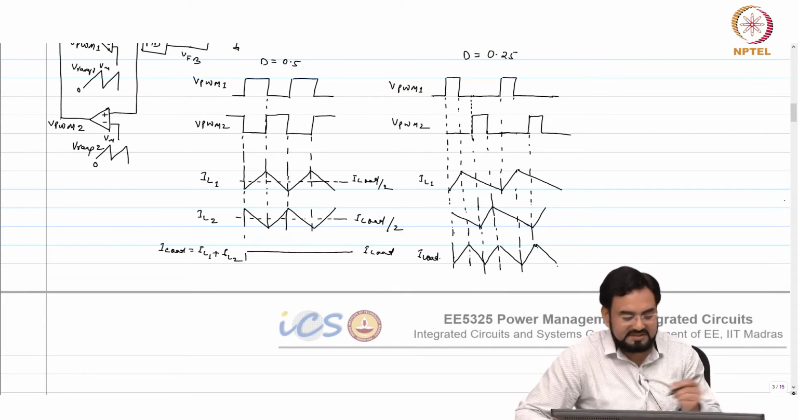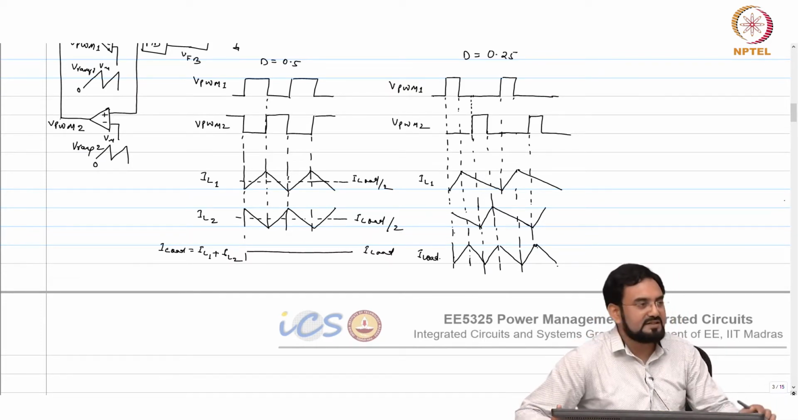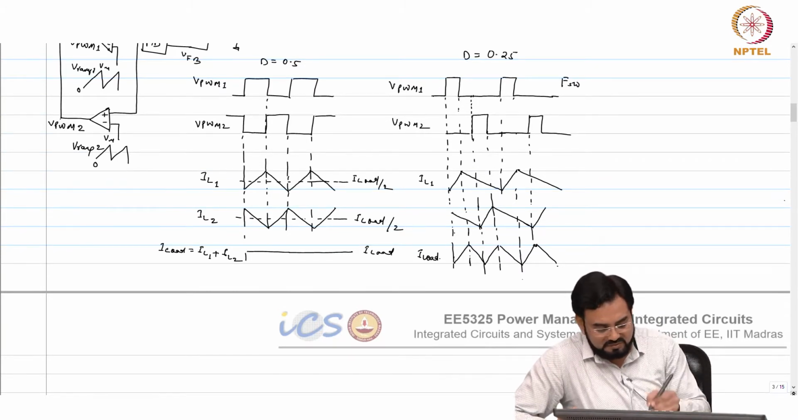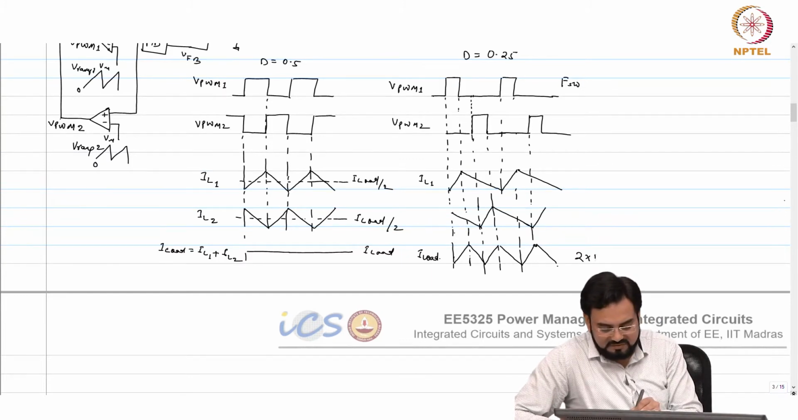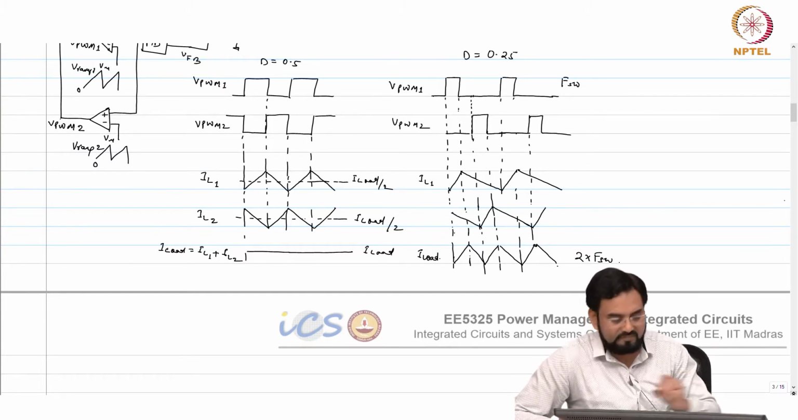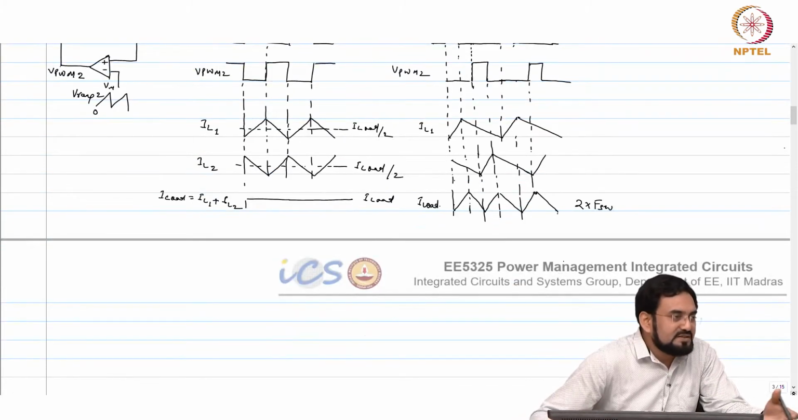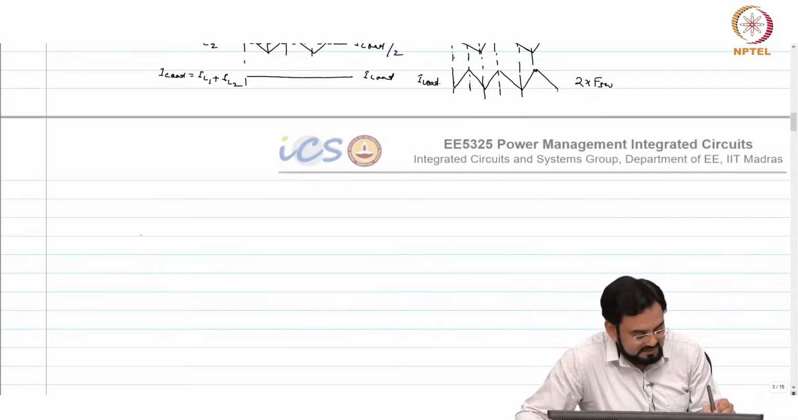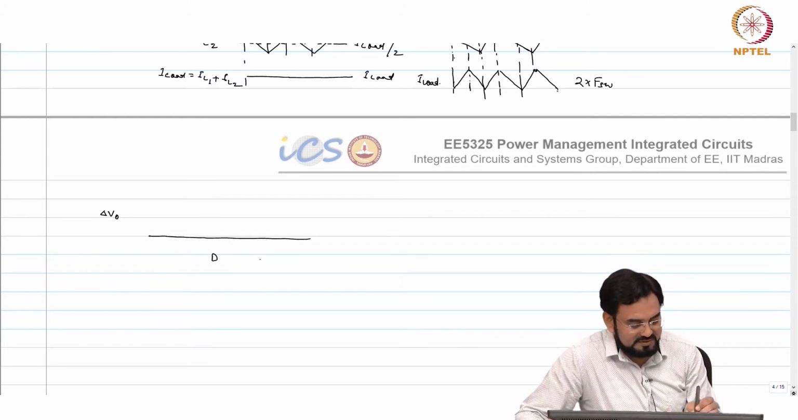So it will look like a 50% duty cycle, but what is the frequency here? What is the frequency? Twice, 2 times FSW. And when you increase the frequency, you know what happens? Your ripple will reduce. So your profile will look like this. If I call it delta V out, and this is your D, duty cycle.